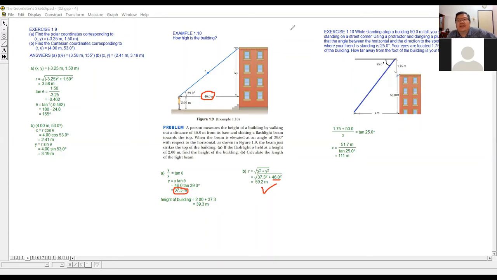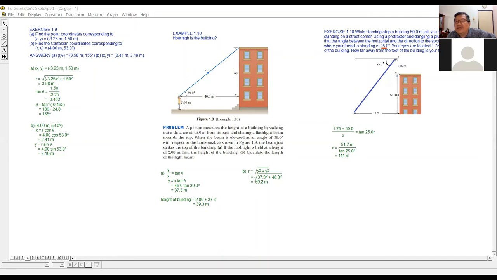Now, another example. While standing at the top of a building 50 meters tall, you spotted a friend standing on a street corner. Using a protractor and dangling plumb bob, you find that the angle between the horizontal and the direction to the spot on the sidewalk is 25 degrees. Now this is the building. The building is 50 meters and you are standing on top of the building, 1.75.